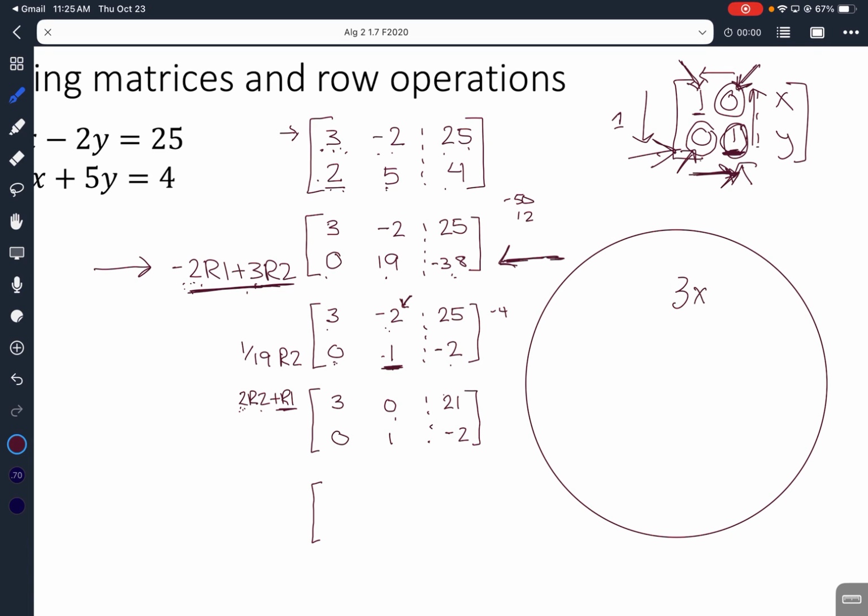I want 3 times x equals 1. What would I multiply by? 1/3. I multiply it by its reciprocal, yes? If it was negative, I'd put negative the reciprocal so it became positive, right? So I put 1/3 R1. So 1, 0, 7, 0, 1, -2. And my final answer is 7, -2.